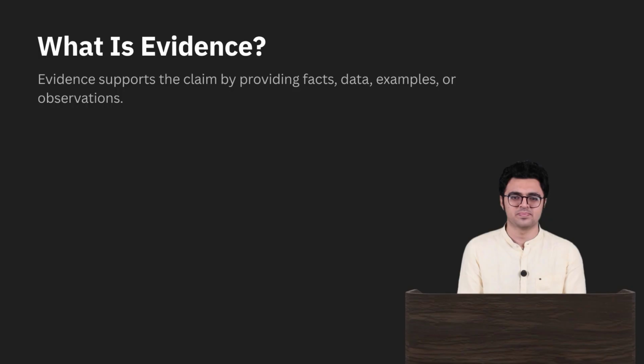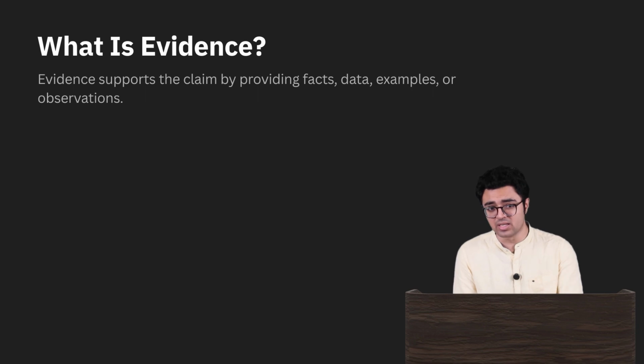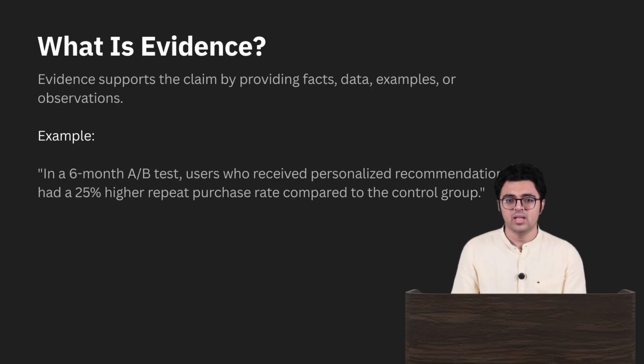Now that we've understood what a claim is, let's move on to understanding what is evidence. Evidence supports the claim by providing facts, data, examples, or observations. This is something that ends up proving the claim. For example, in a 6-month A/B test, users who received personalized recommendations had a 25% higher repeat purchase rate compared to the control group. This is, of course, an evidence for the claim that we just made in the previous topic.